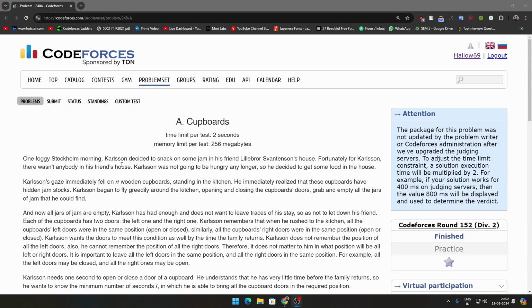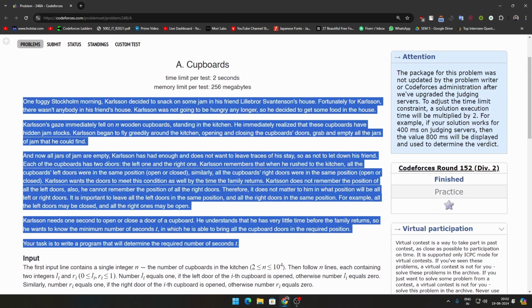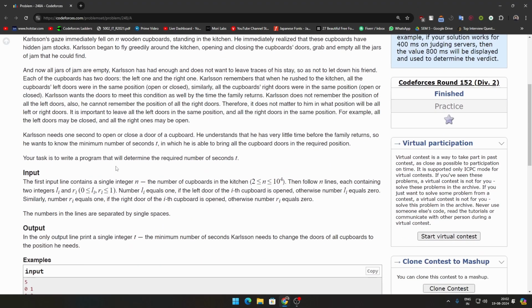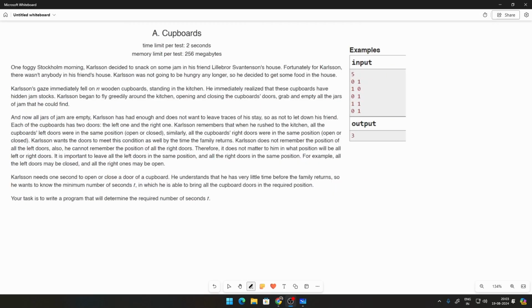We are doing the A to OJ ladder, and in this episode we are solving problem 248A, which is called Cupboards. Again, this seems like a very long problem, but it is quite easy. Let's just go ahead and try to understand what this problem is trying to say. So let's read through this question once before we attempt to solve it.